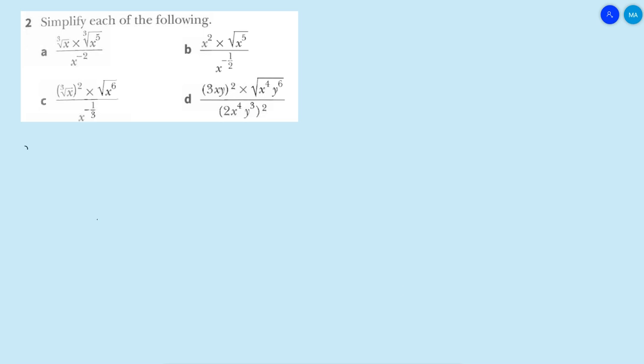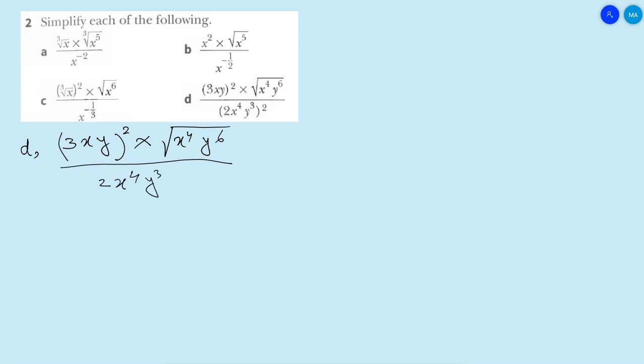Part D is (3xy) whole square, multiplied by square root of x^4 y^6, upon (2x^4 y^3) whole square.